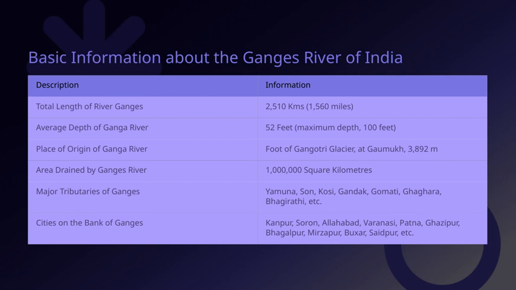These cities are not only centers of commerce and population, but also hold deep spiritual significance for millions who consider the river sacred. Overall, the Ganges River is more than just a water body. It's a lifeline that shapes the ecology, economy, and spirituality of northern India.